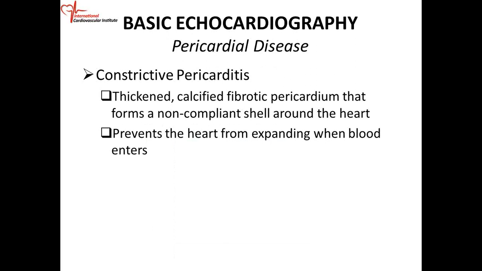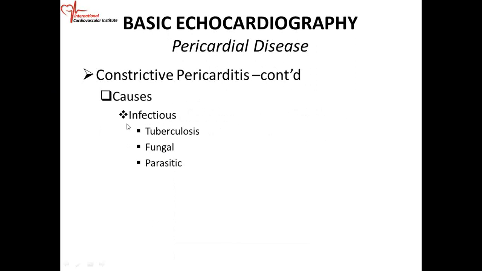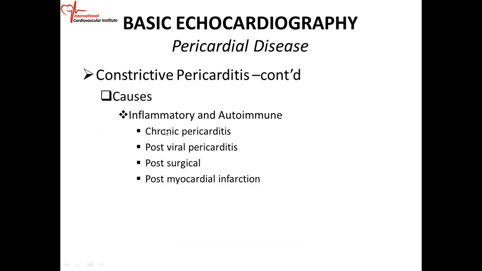So again, it can contract, but it just cannot expand. And that is what we call constrictive pericarditis. So you have a thickened, calcified, fibrotic pericardium that forms a non-compliant shell around the heart. It prevents the heart from expanding when blood enters, but it can contract okay. The causes, of course, are infectious: TB, fungal, parasitic. A long time ago, TB was a very common cause.